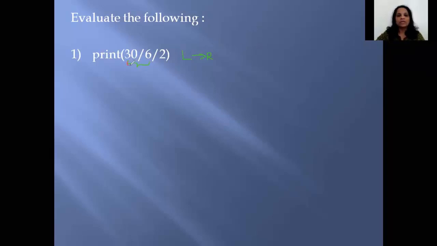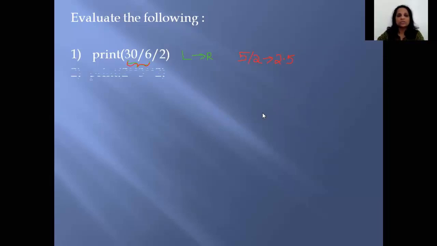So I'm going to be evaluating 30 divided by 6. What is 30 divided by 6 going to give me? It's going to give me 5. After that, I'm going to do 5 divided by 2. And what is 5 divided by 2 going to give me? The answer is 2.5. So this is how the evaluation is done. Here, I didn't have to check for priorities because everything was division. So I did the division starting from the left hand side and moved towards the right hand side. Is that clear? Okay. So now let's talk about another expression.